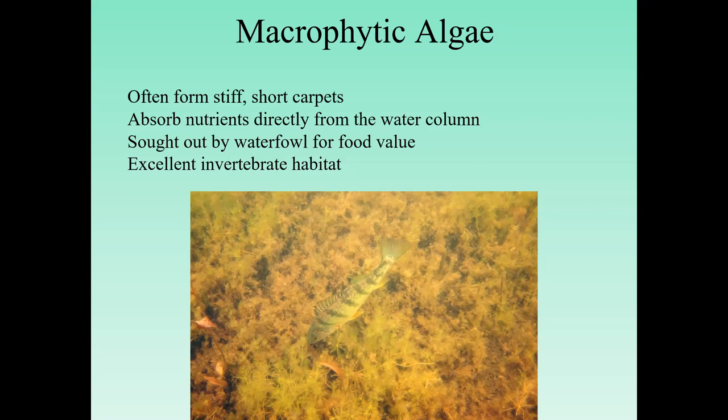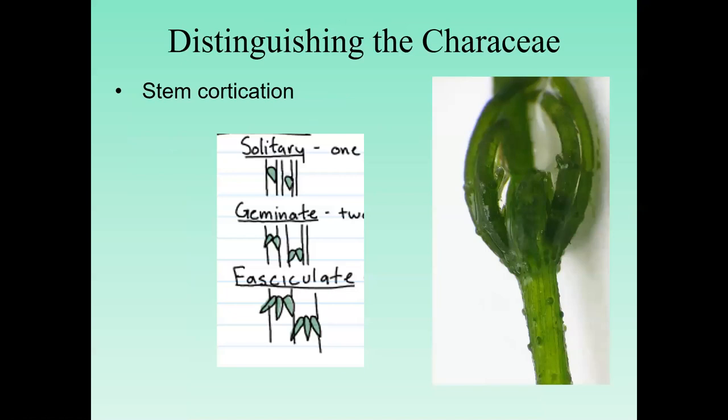They're sought out by waterfowl for their value as far as food. They hold a lot of invertebrates. They also pack a lot of energy into their reproductive structures. So ducks will often seek those out and consume all the tops of the plants where the reproductive structures are usually concentrated. And I mentioned the invertebrate habitat already.